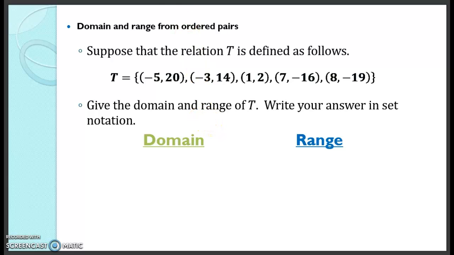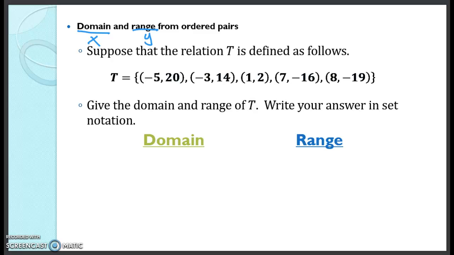Hey everybody! In this video we're going to talk about domain and range from ordered pairs. So what is the domain and the range? The domain in a relationship is the x values that occur and a range are the y values that occur.